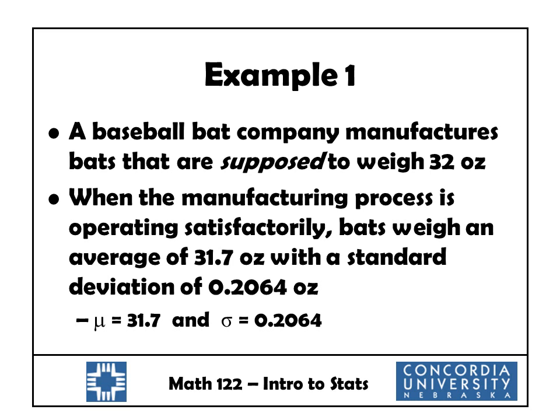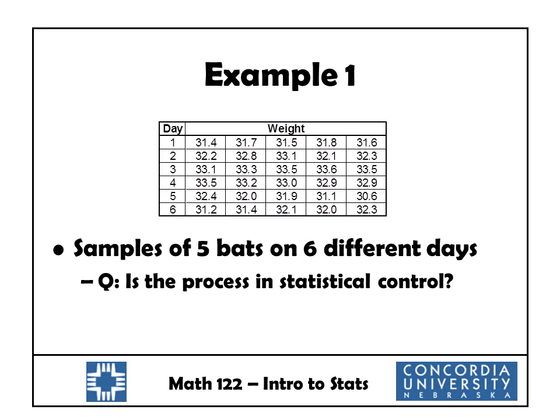So we're going to take this mean of 31.7 and standard deviation of 0.2064 to be our desired population mean and population standard deviation. Well, let's suppose that as part of our quality control on each day of manufacturing, we randomly select 5 different bats and weigh them. So here's some data from 6 different days of production. On the first day, the first bat weighed 31.4 ounces, the second one weighed 31.7, etc.